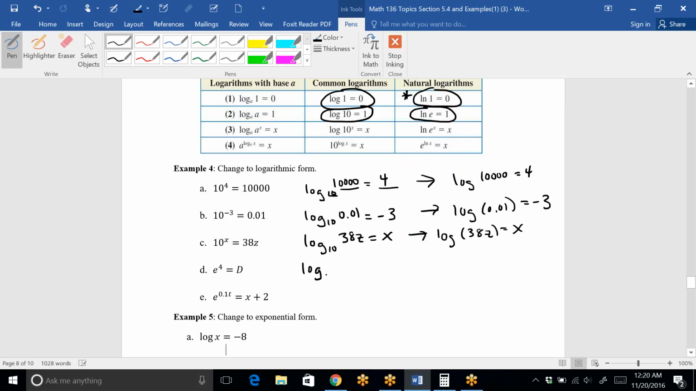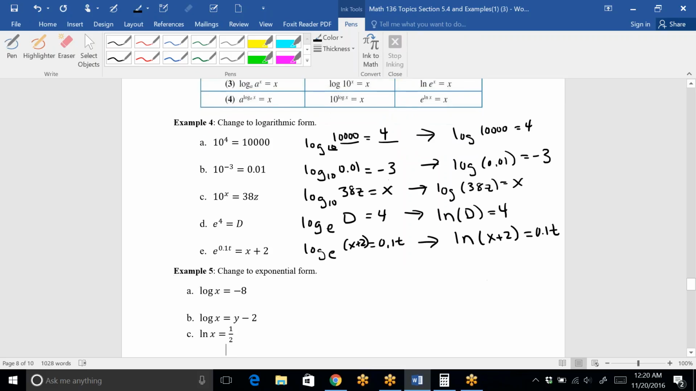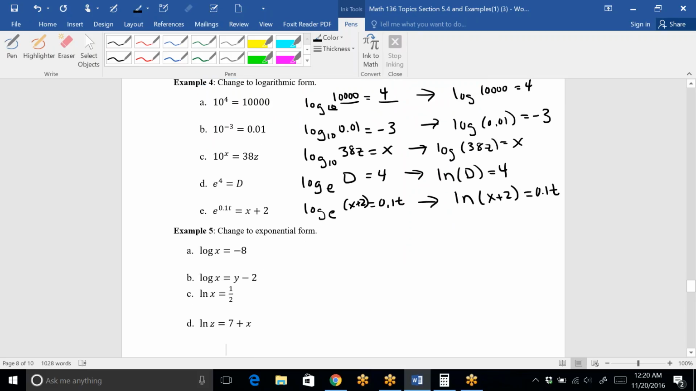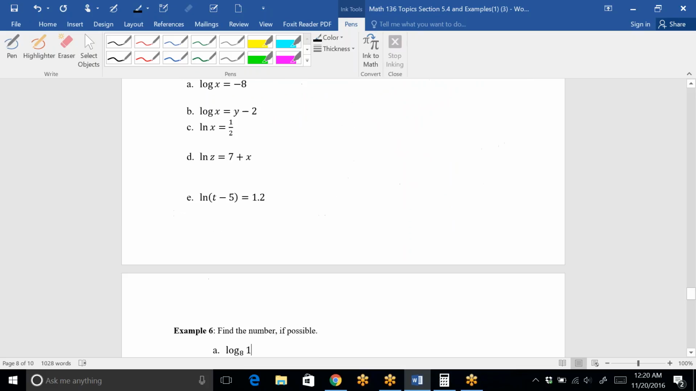This one is log base e equals 4. Argument would be the d. We don't write that. We write natural log of d equals 4. And this one would be log base e. The exponent is 0.1t. The argument is the x plus 2. So this would be rewritten as natural log of x plus 2 equals 0.1t. So I said a lot of this section is just practicing converting between the formats.